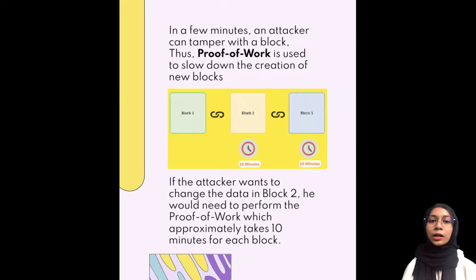While we are on the topic of an attacker, did you know that in a few minutes, an attacker can tamper with a block and recalculate all the hashes of the blocks to make the blockchain valid again? Thus, we use proof of work to slow down the creation of new blocks. If an attacker wants to change the hash of a block, he would need to perform proof of work, which takes approximately 10 minutes for just one block.